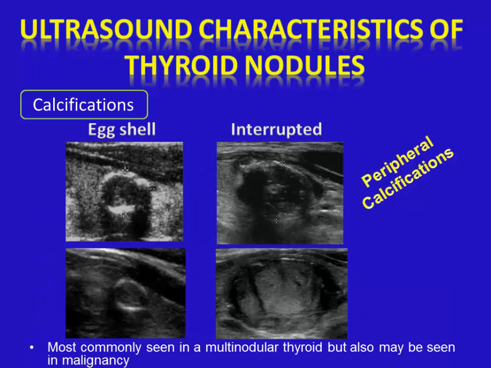Previously, we thought that the peripheral calcification is a sign of being benign, but now this has changed, especially if this calcification is interrupted, and it can occur with cancers. And these are two examples of papillary thyroid cancer showing interrupted peripheral calcification around the thyroid nodules.